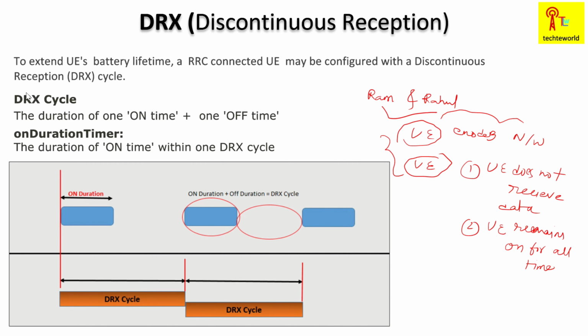So the first parameter is the DRX cycle. What is this DRX cycle? If you see this pictorial diagram, the combination of on period and off period makes the DRX cycle. So the combination of on time plus off time is called the DRX cycle. And what is this on duration timer? It is the on period in a particular DRX cycle. So this is a DRX cycle, and this is the on duration timer of the UE. For this particular period, UE is on. So this is called the on duration timer.